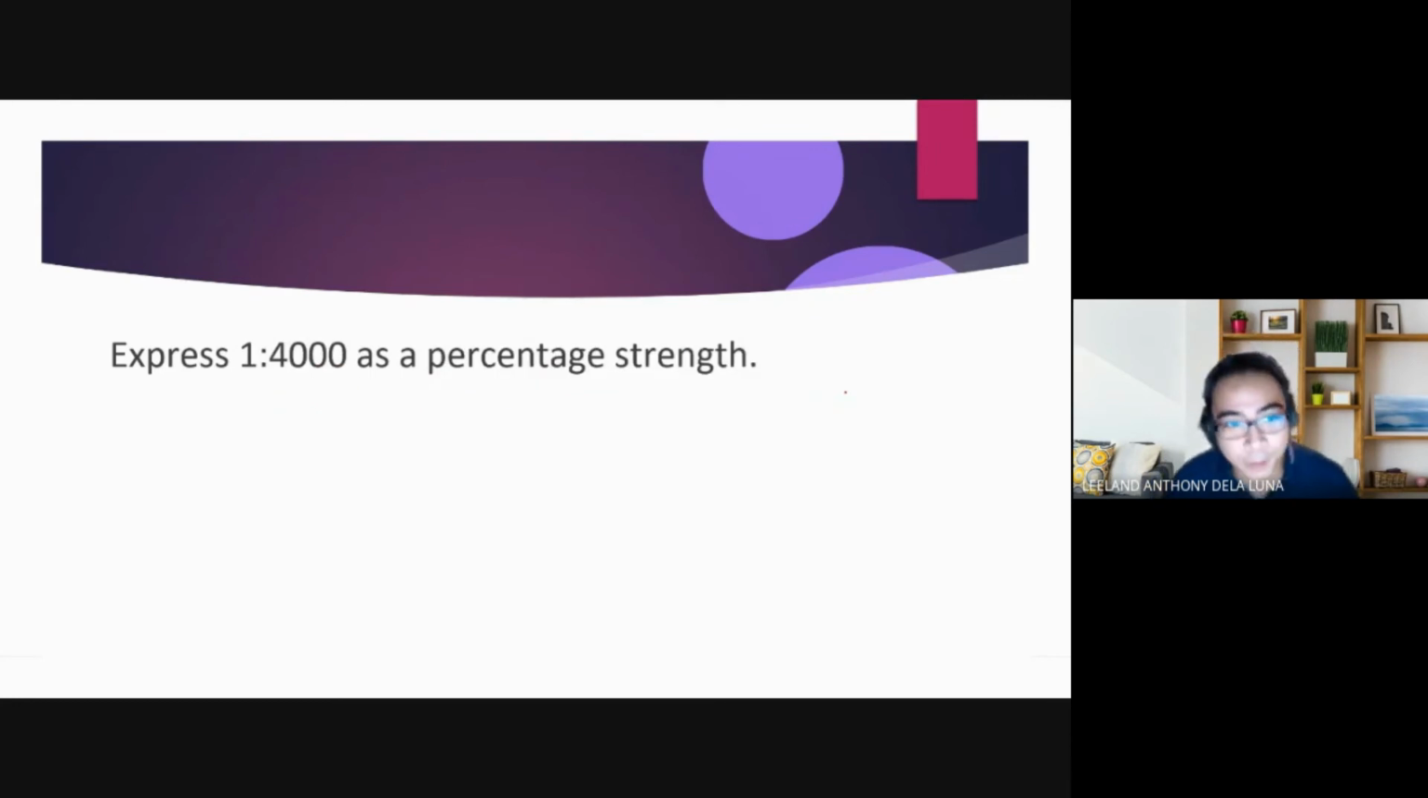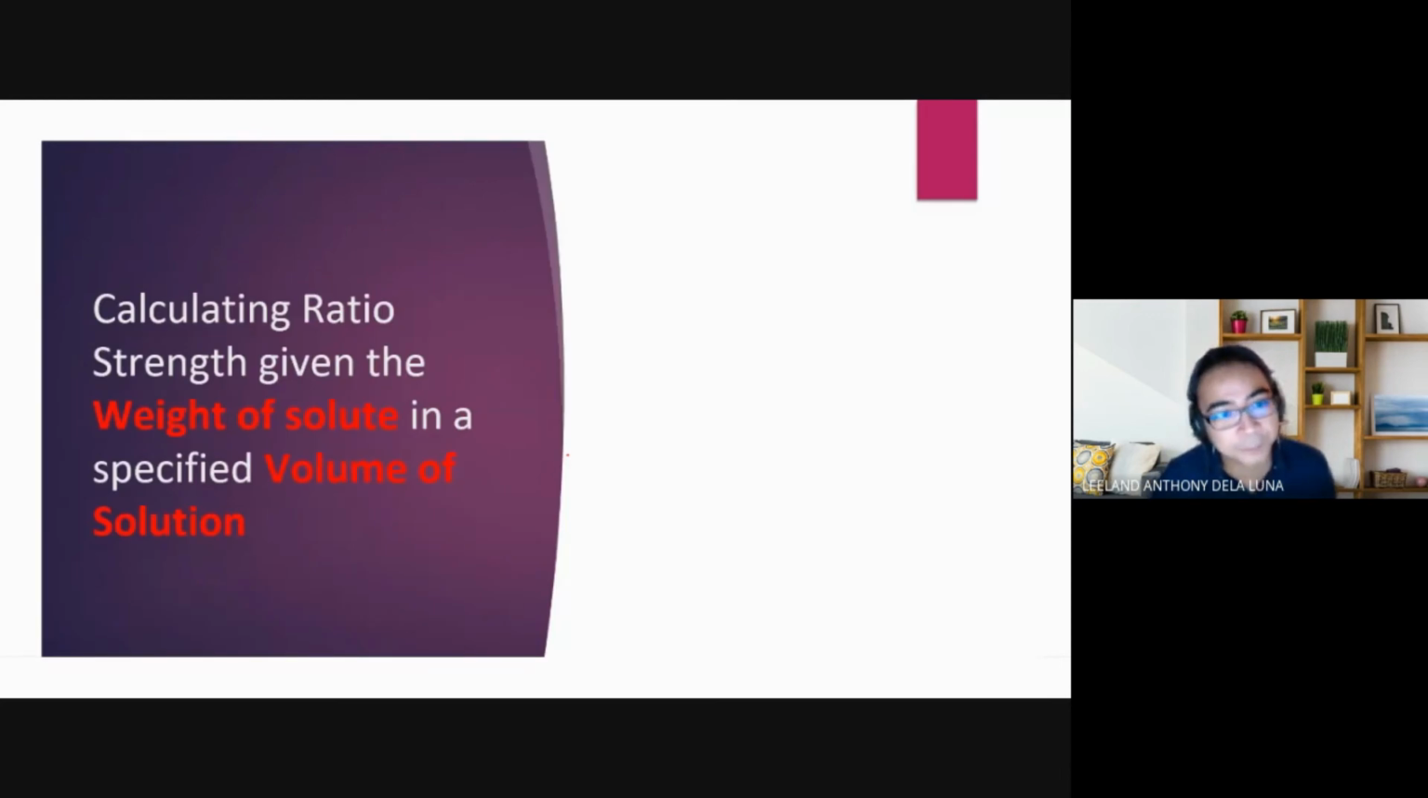Now about this one, express 1 is to 4,000 as percentage strength. So sabi nga natin, class, ang gagawin lang dito is 1 divided by 4,000 times 100. That would simply be 0.025%. Make sense? Okay, di ba? Apakadali lang. It's very easy.